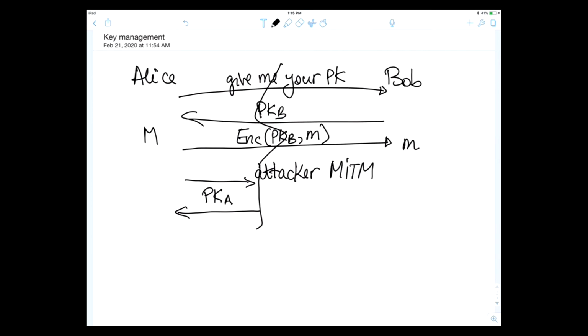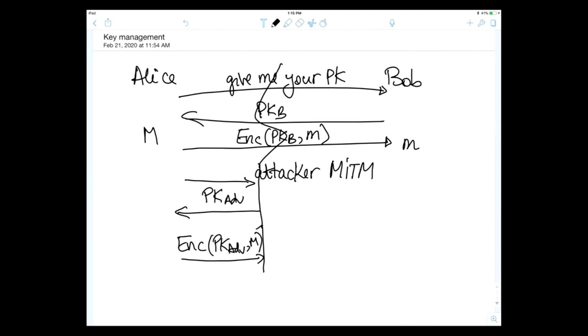And she might just encrypt the message with the public key. Well, let me call it ADV, adversary, the message. And then the problem is that the attacker can decrypt this message, okay, and see the message.